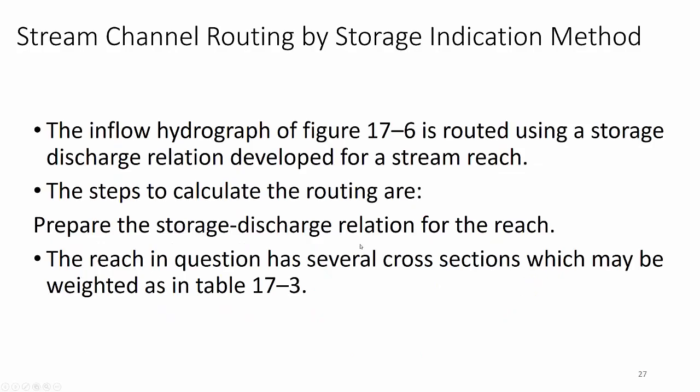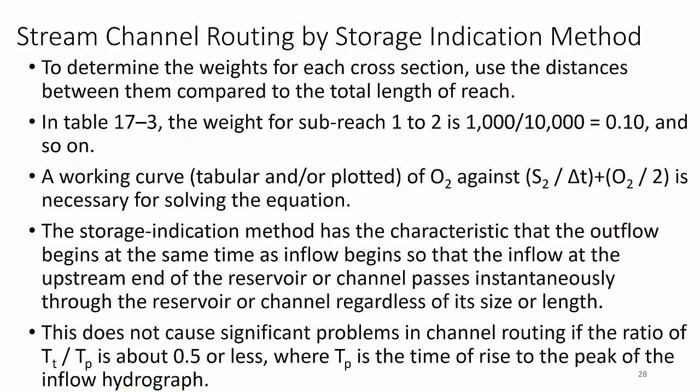The inflow hydrograph of figure 17.6, which we'll see in a minute, is routed using a storage-discharge relationship developed for a stream reach. The steps to calculate the routing are: prepare the storage-discharge relation for each reach. The reach in question has several cross-sections, which may be weighted as in table 17.2, which you can review. To determine the weights for each cross-section, use the distances between them compared to the total length of the reach. In table 17.3, the weight for subreach 1 to 2 is 1,000 over 10,000 equals 0.1, and so on.